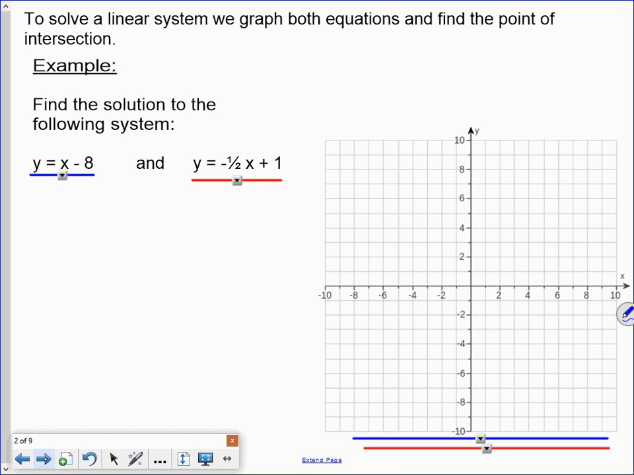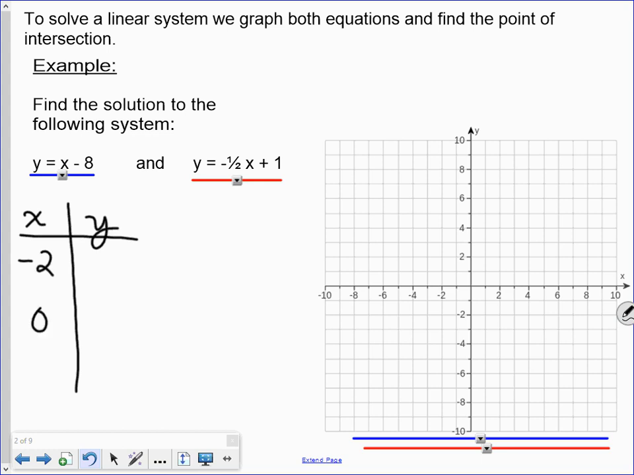So if we wanted to find the solution to the following system, y equals x minus 8 and y equals 1/2 x plus 1, we want to graph these lines. And we can graph these lines in any old way that we want. So if we're looking at the first one here, maybe we make a table of values, x and y. Let's choose negative 2, 0, and positive 2.